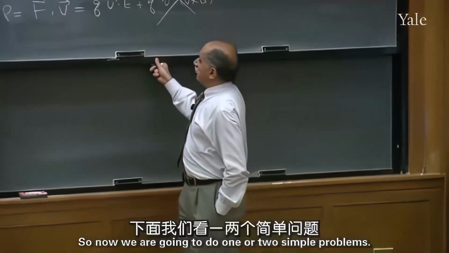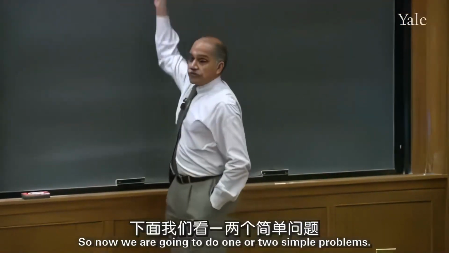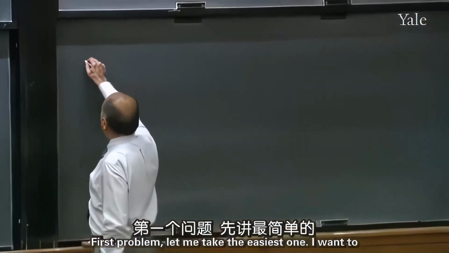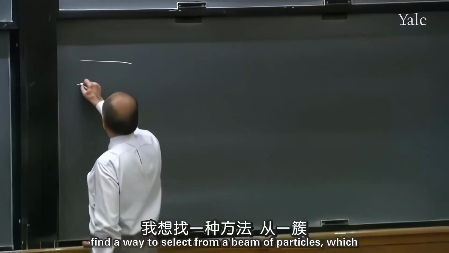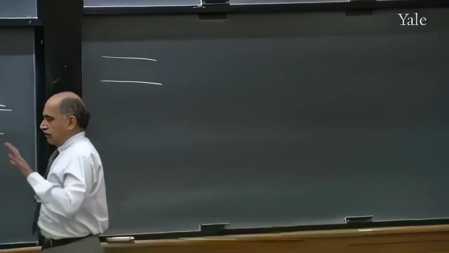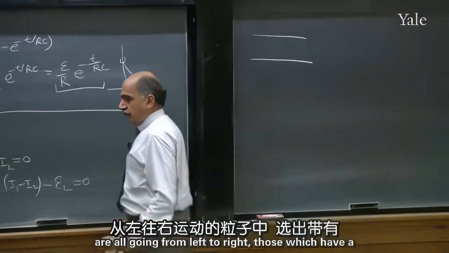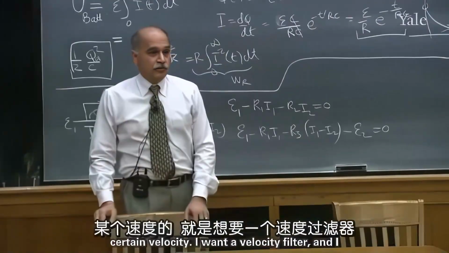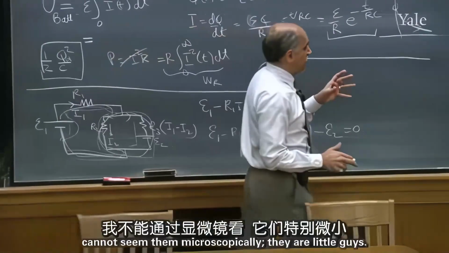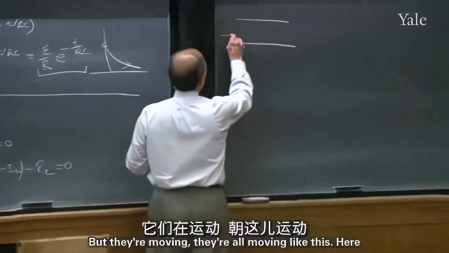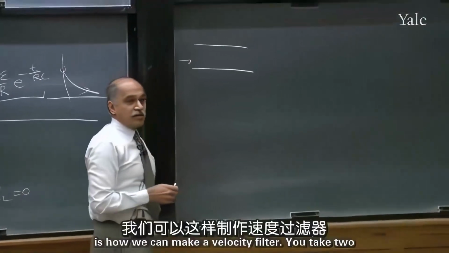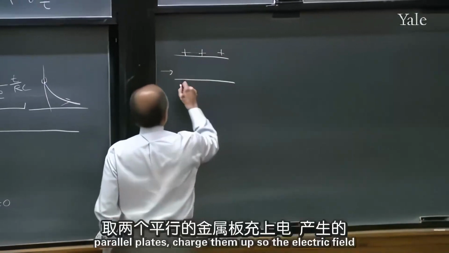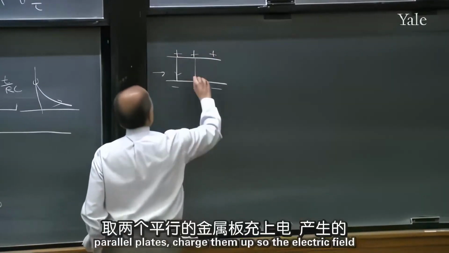Okay, so now we are going to do one or two simple problems. First problem, let me take the easiest one. I want to find a way to select from a beam of particles, which are all going, say, from left to right, those which have a certain velocity. I want a velocity filter. I cannot see them microscopically, they're little guys, but they're all moving like this. Here's how you can make a velocity filter. You take two parallel plates, and charge them up so the electric field looks like this.